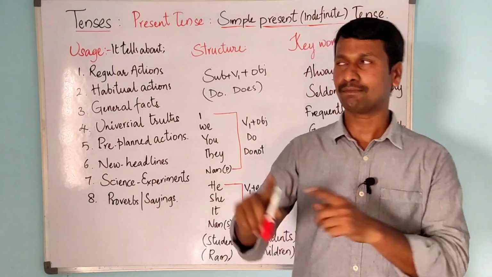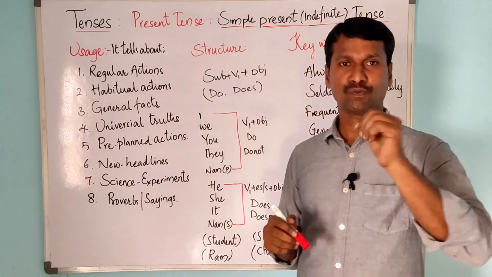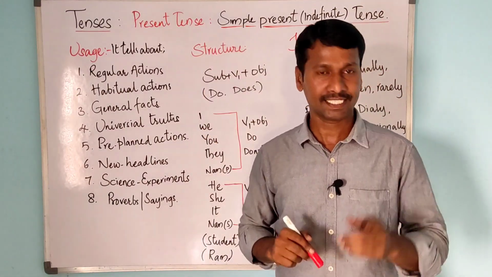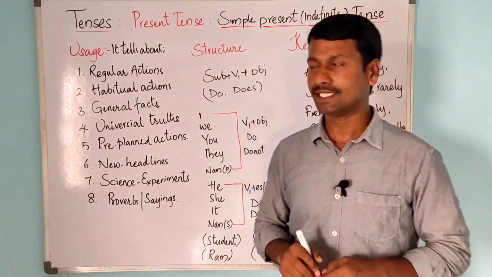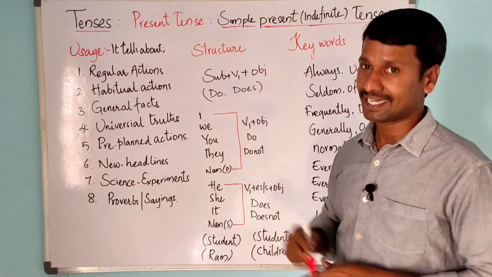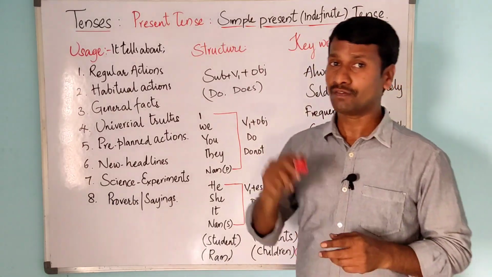In this video we discuss one of the tenses in present tense, simple present tense. Present tense has four types. One of them is simple present tense. I said already, when you learn a tense, remember three things about the tense: usage of the tense, structure of the tense, and keywords of the tense. Let's see then what is the usage of simple present tense.